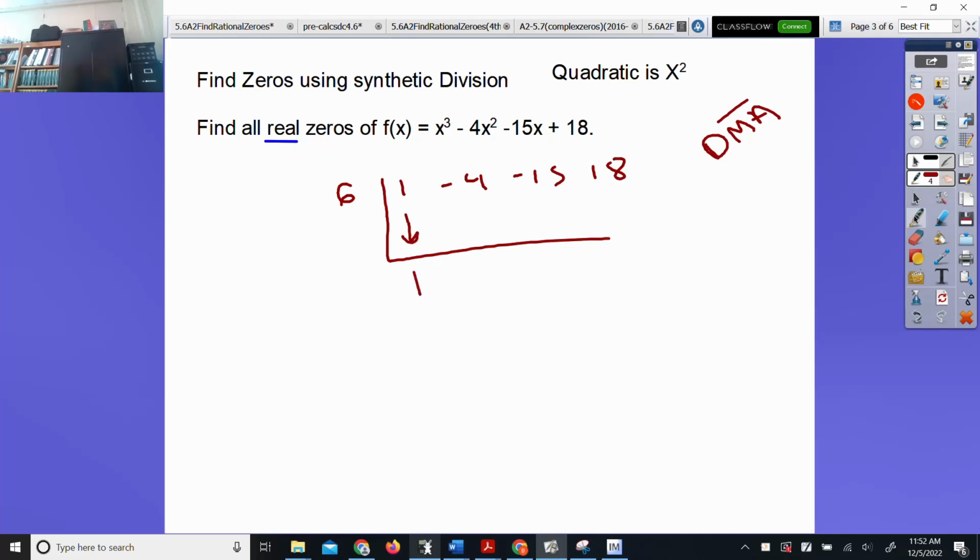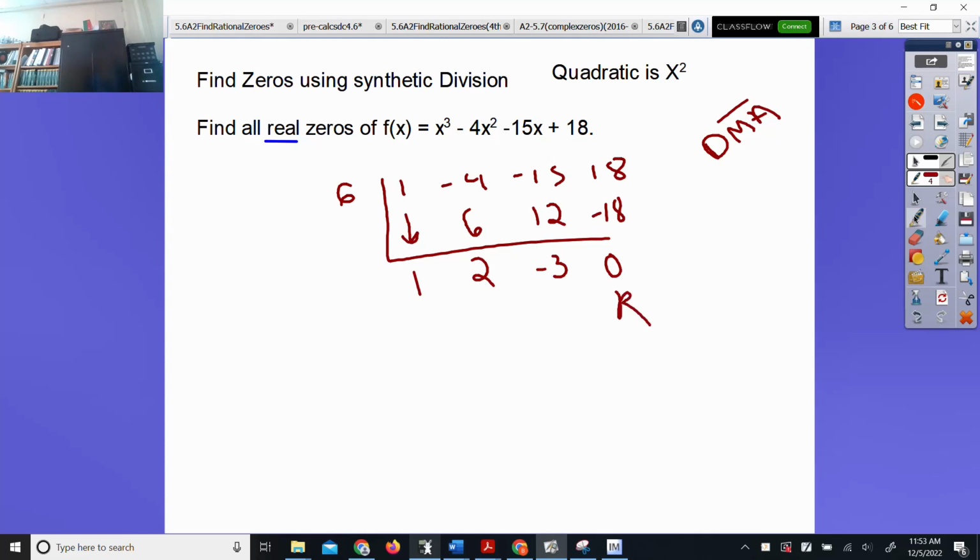Drop the 1, and after you drop, what do you do? Multiply. 6 times 1 is 6, and after you multiply, add. That's what the A is for. Okay? The M is for multiply, the A is for add. Drop, multiply, and add. Now that gives us 2, we multiply and get a 12. We add, we get a negative 3, we multiply and get a negative 18. There's your 0. That was expected, wasn't it? We knew it was a 0. We were supposed to have a remainder of 0. Speaking of which, that's my remainder.